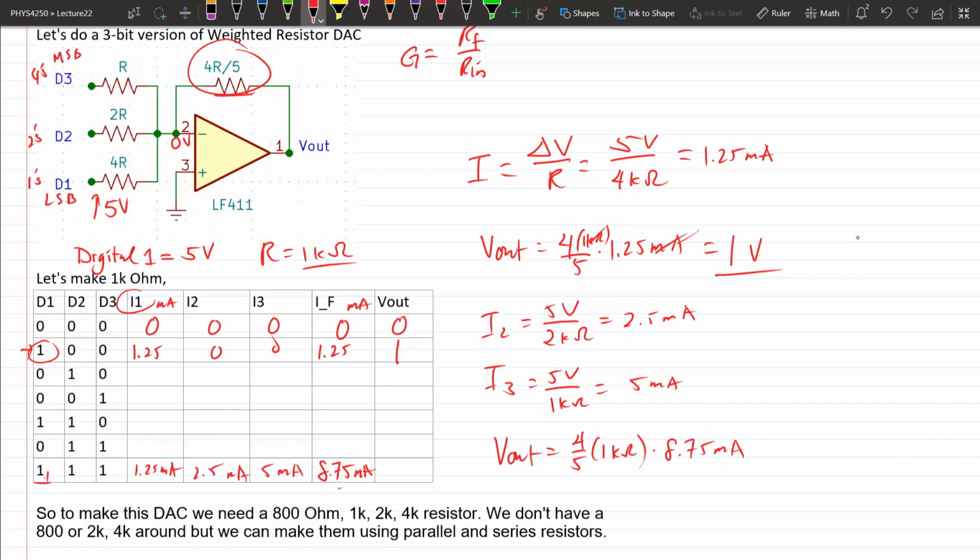And now this is where my math breaks down. I'm not going to be able to do that calculation in my head. Hopefully it comes out as almost close to 7. Times 8.75. What do you know? You get 7 volts. Pretty cool.